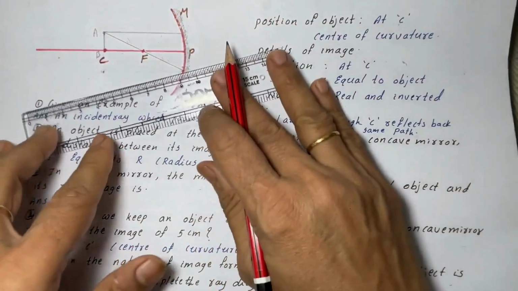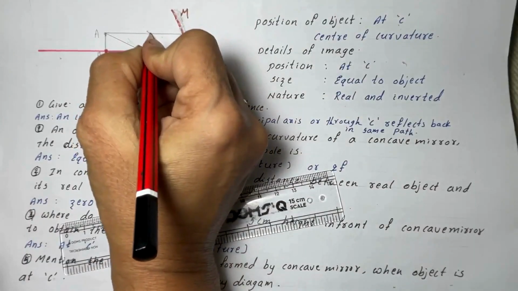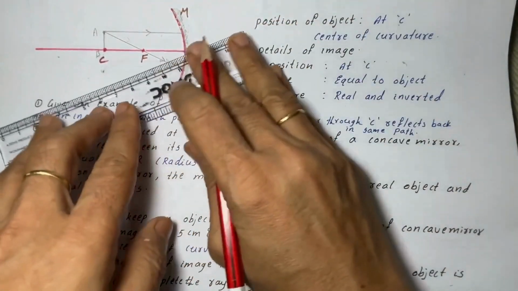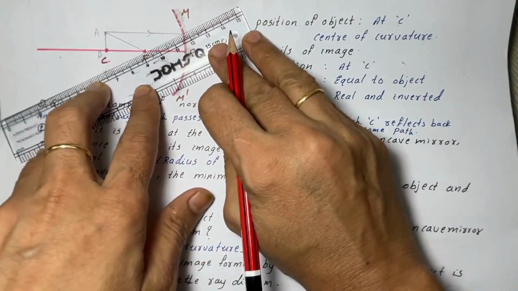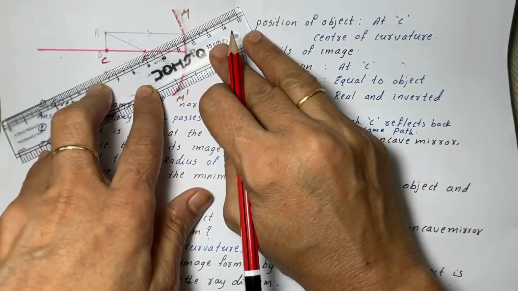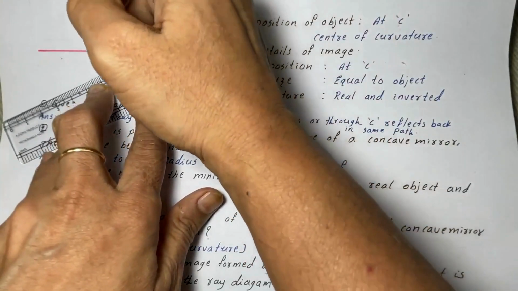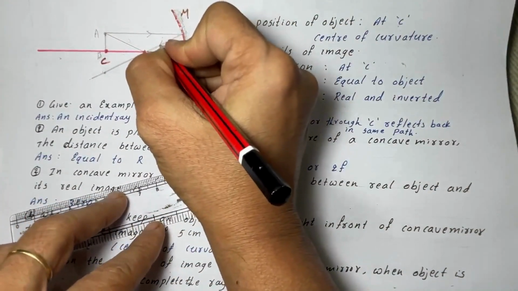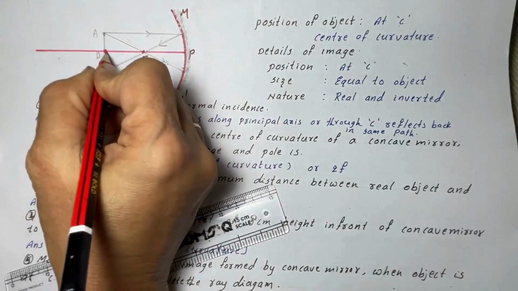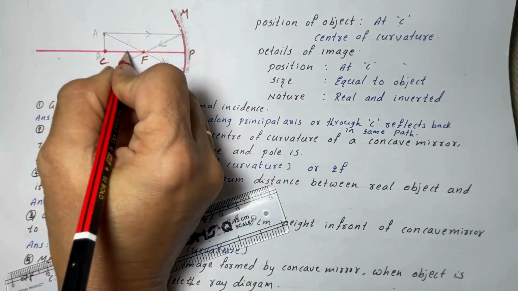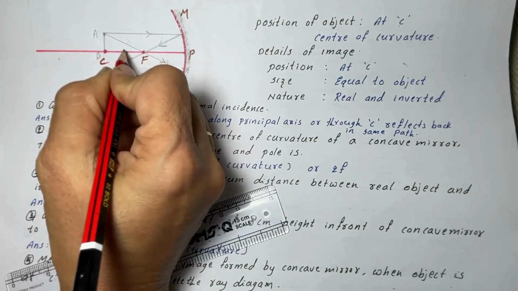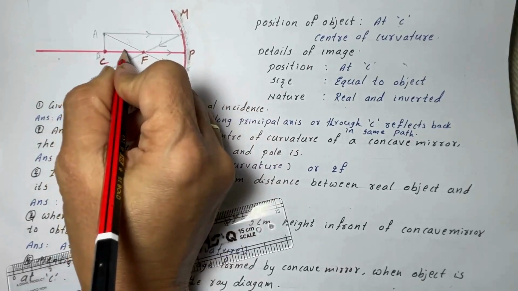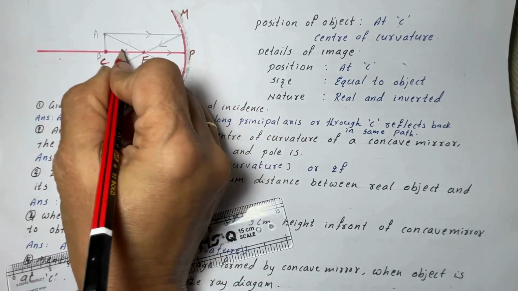Now this ray which is parallel to the principal axis, after reflection passes through the focus. So it passes through the focus, and this is the ray which is coming from the point B, that is, the bottom of the candle, and after reflection it retraces its path.